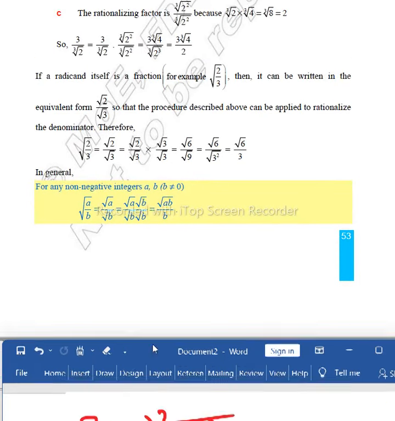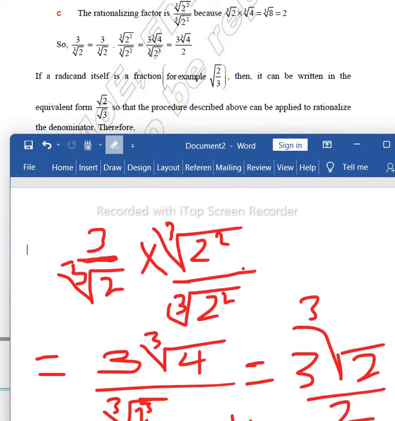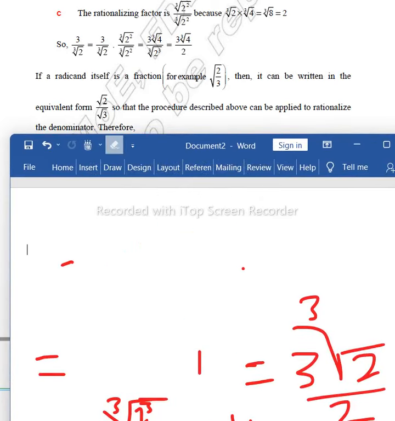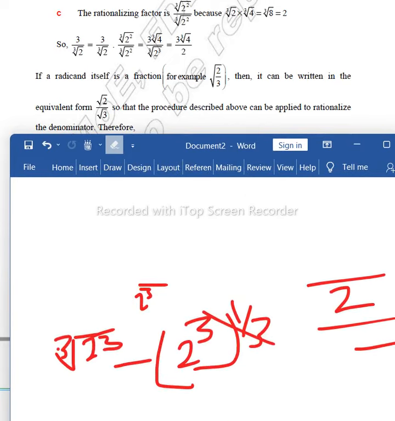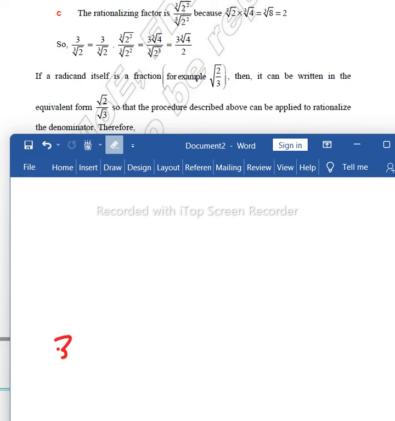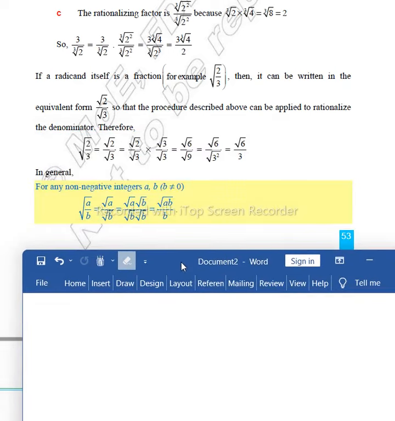And when we generalize this example with a general formula, let us see with the above definition for this denominator. As we see here, we have square root of 2 over square root of 3. So the procedure described above can be applied to a rational denominator. Therefore 2 over 3, here we can write like this, then multiply by this, we get this.